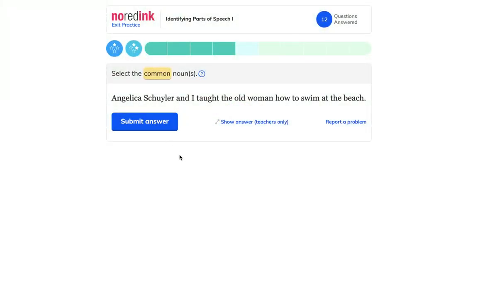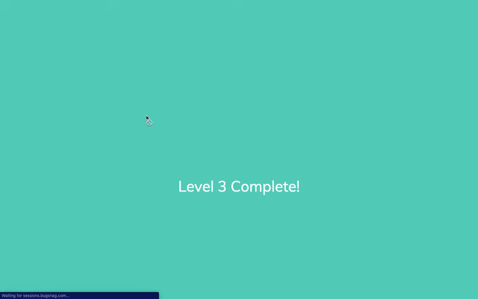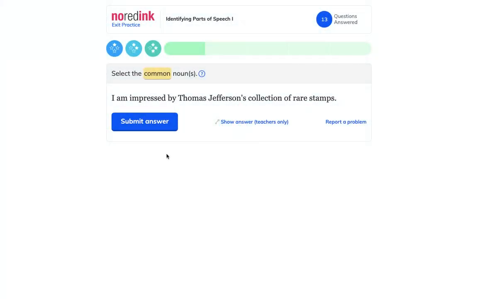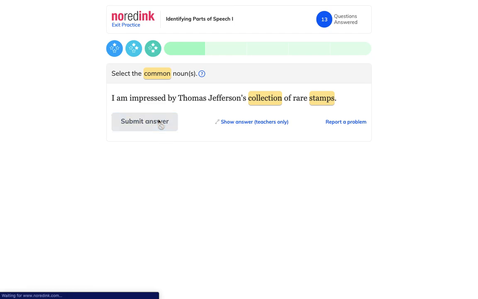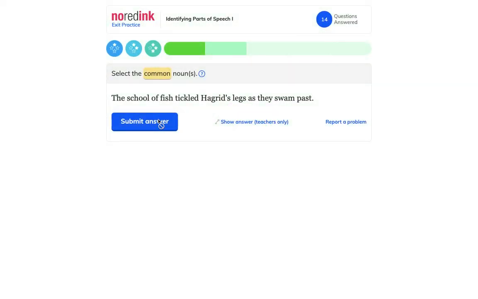Angelica Schuyler and I taught the old woman how to swim at the beach. Woman, common noun, it's a person, and beach is a place. I am impressed by Thomas Jefferson's collection of rare stamps. Collection, and then of what? Of stamps.